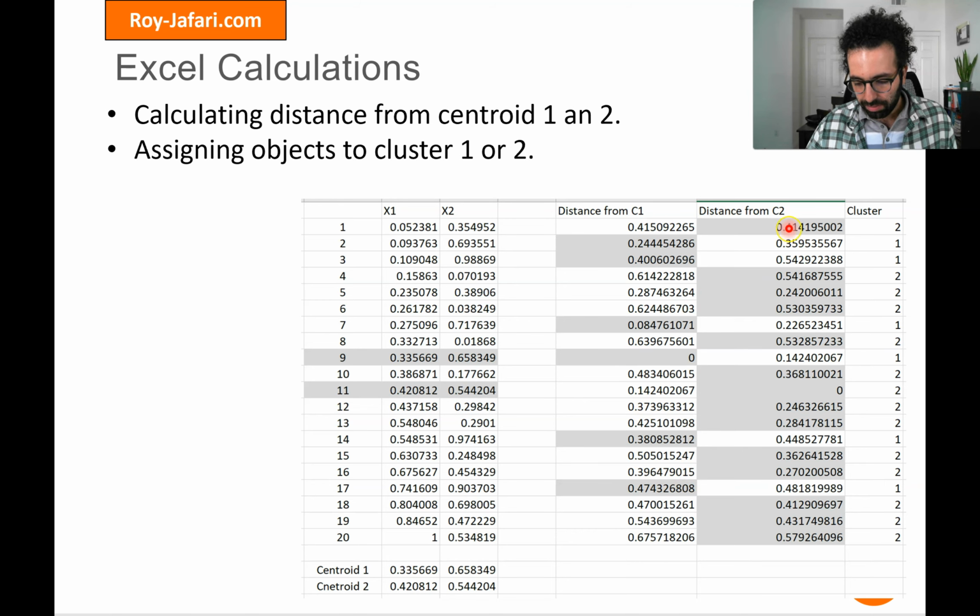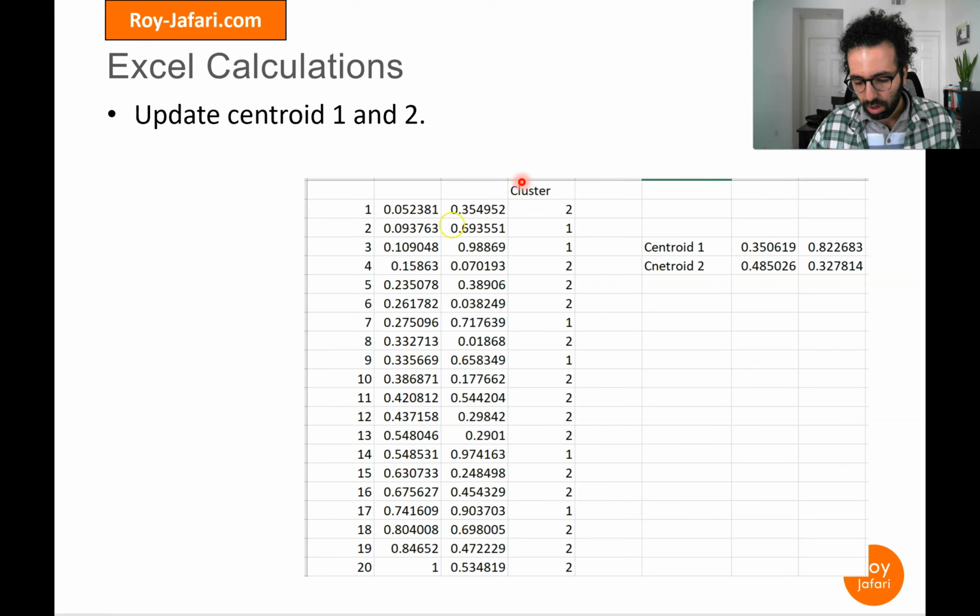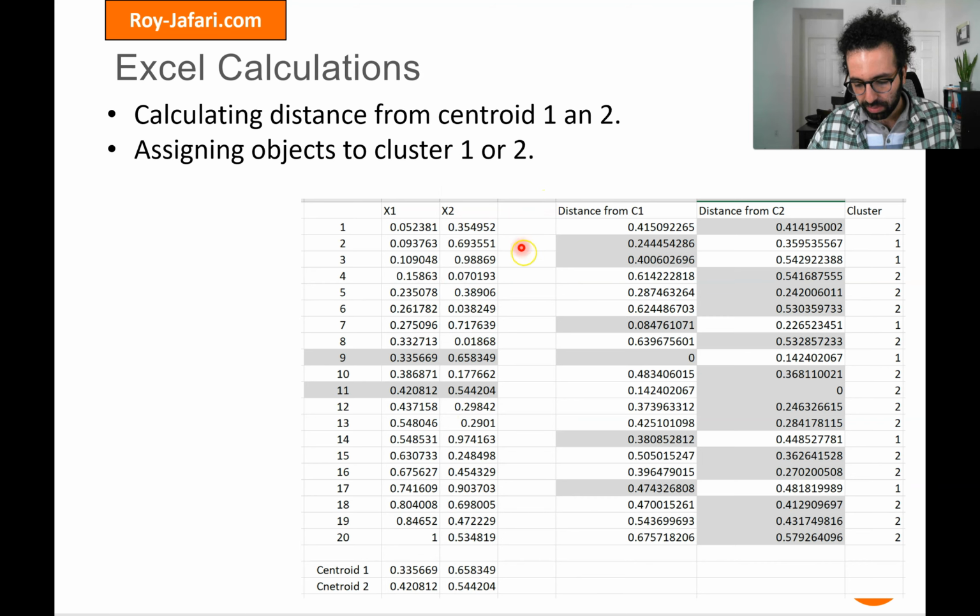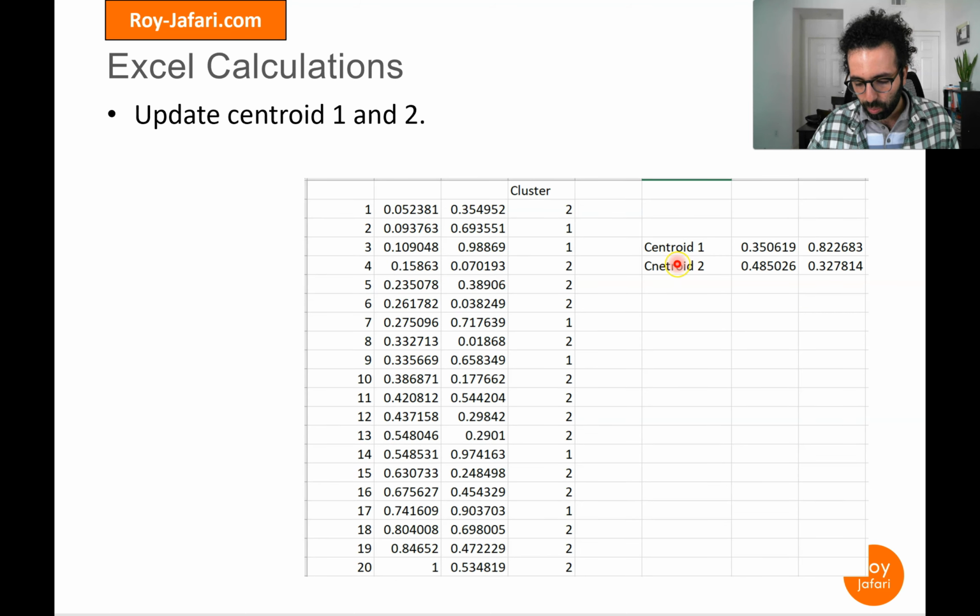Now we have to figure out which one is closer to which centroid. So we go through all of these, and we say, for example, this is smaller than this one, therefore this is cluster 2, and so on and so forth. Do you see there are a lot of calculations that k-means has to go through? Once we have all of our data objects in clusters, we update our centroids, and the centroids are the average of all of the data objects within each group. So now our centroids are updated.